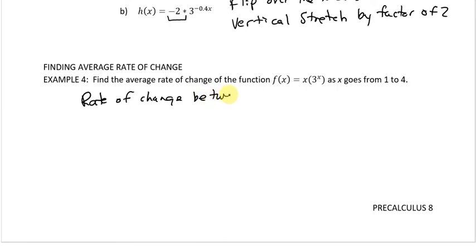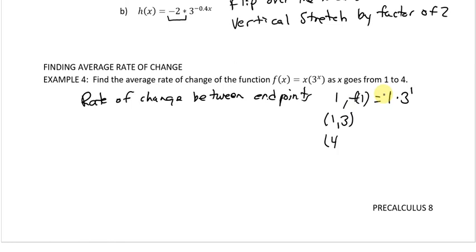So what happens at 1, and then f of 1. So f of 1, which is 1 times 3 to the first, which is just 3. So my first endpoint is (1, 3). And then 4, where I end up, and then f of 4, which is 4 times 3 to the fourth, which 3 to the fourth is 81, times 4 is 324.